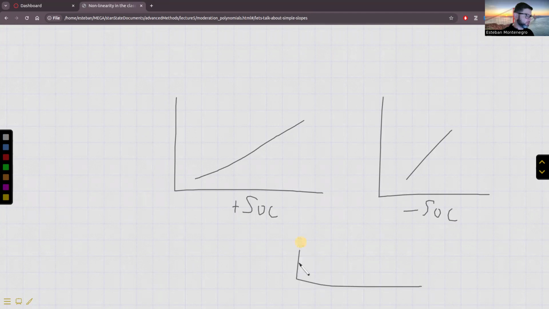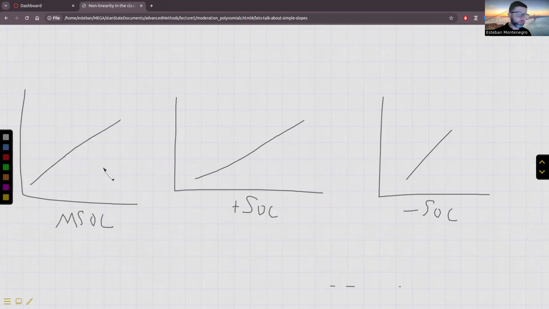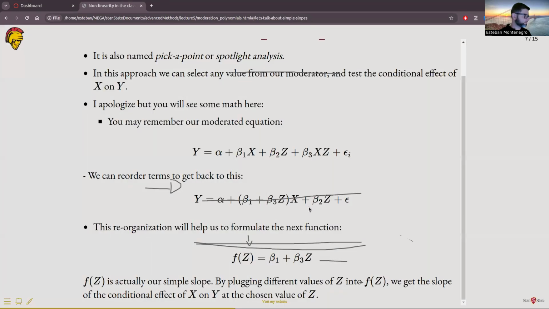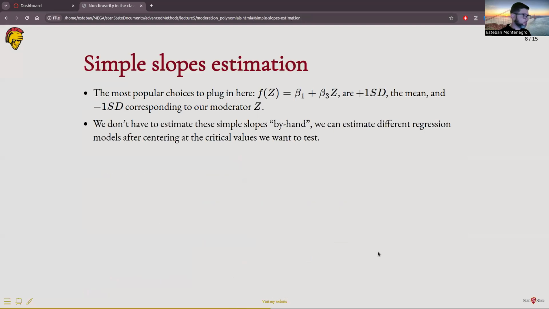And we will have another line, right here, probably, when people are close to the mean on social support, right? So now we are decomposing the relationship between stress and depression by different levels of social support. Let's see how you can do this by hand.